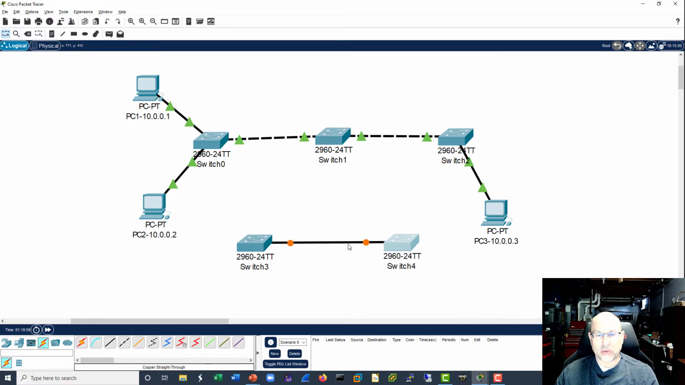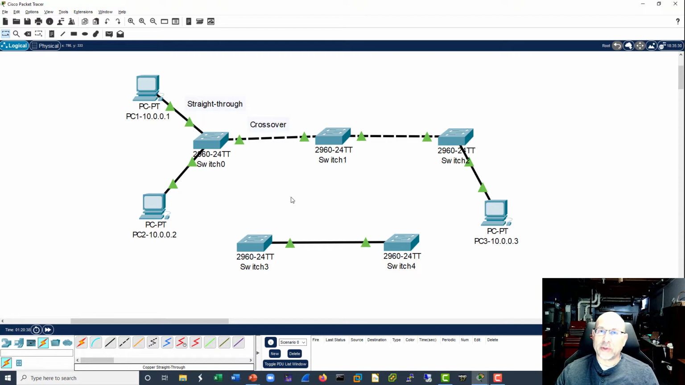We see that it starts off red, but eventually it transitions to green. We'll let that happen while we're talking here. But what is the difference between these? Well, if I mouse over it, we can see that it says copper straight through, and the other says copper crossover. So I'll make a note here. This is straight through, and this dashed one is what we call a crossover.